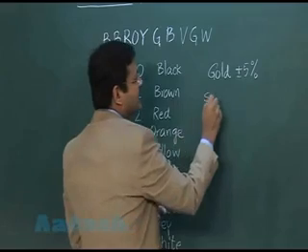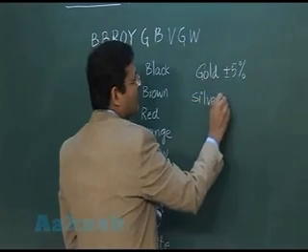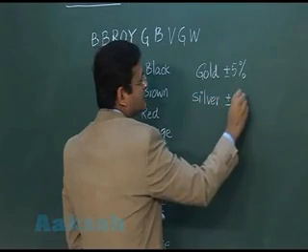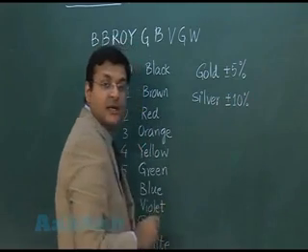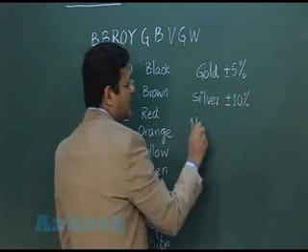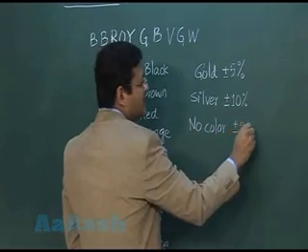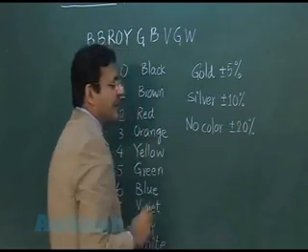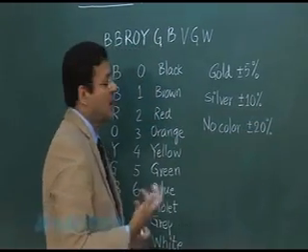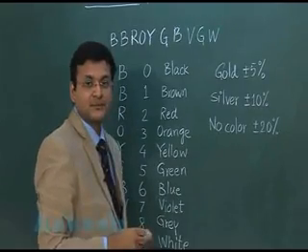In case the color is silver, then the variation can be up to 10%. And in case there is no color used, that means the resistance value can vary between plus minus 20%.